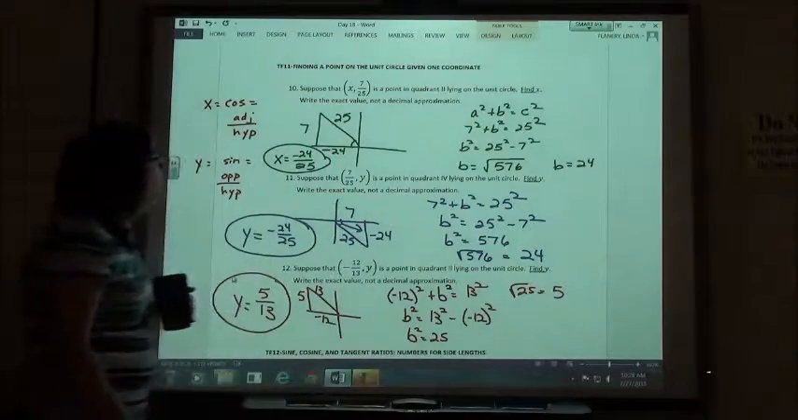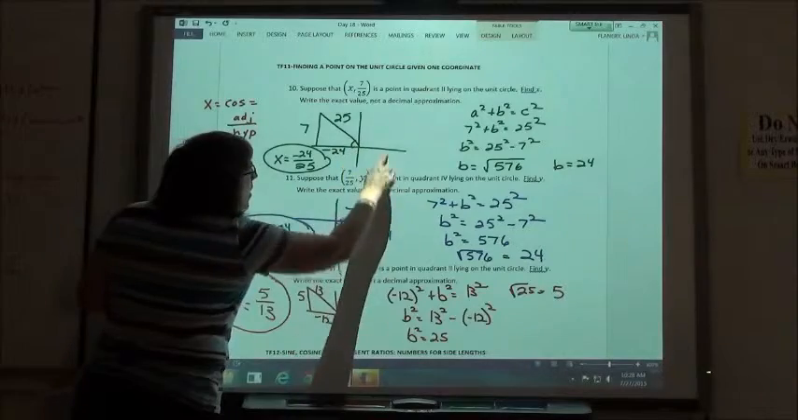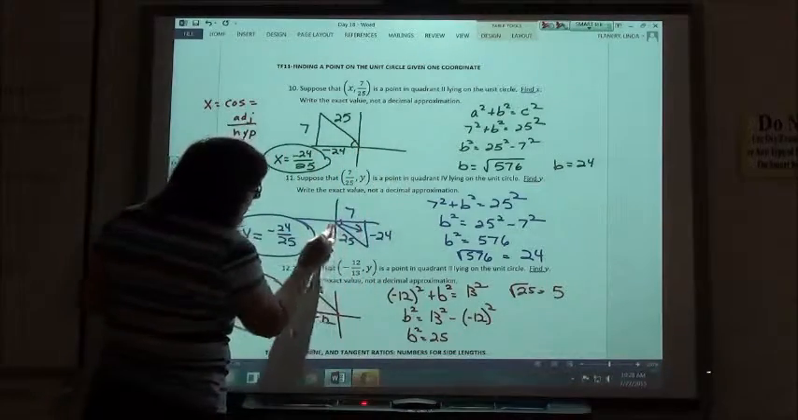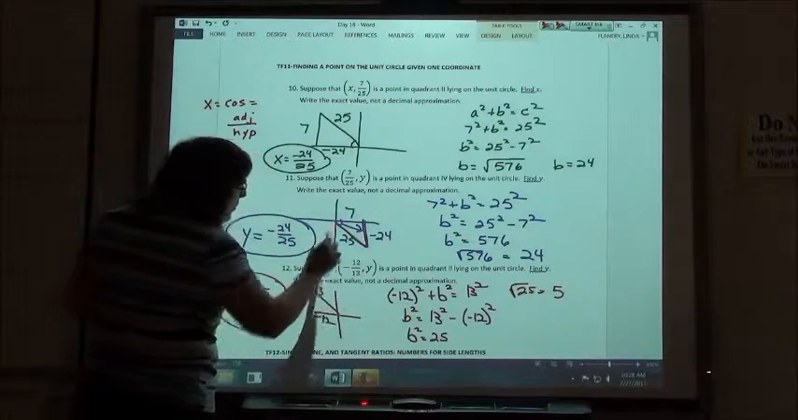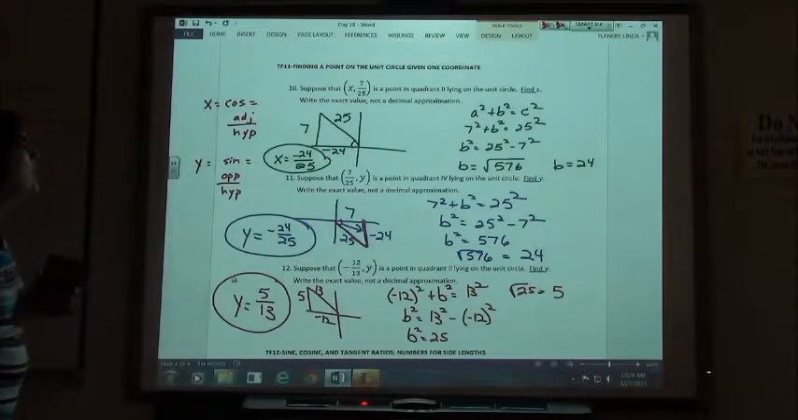And again, keep in mind when you draw that reference triangle, it always goes down or up to the x-axis. So if my angle was in quadrant 4 like this one, I draw it up. So in quadrant 3 I go up. Quadrant 1 and quadrant 2 I go down to draw my reference triangle.